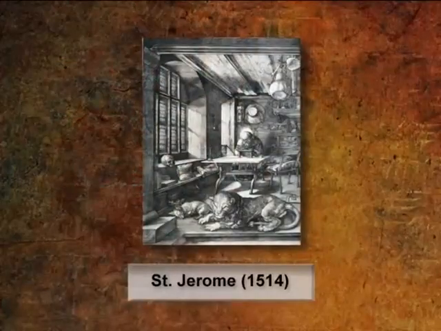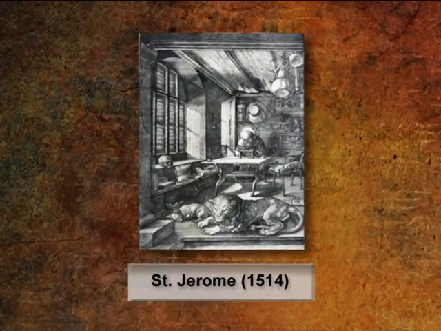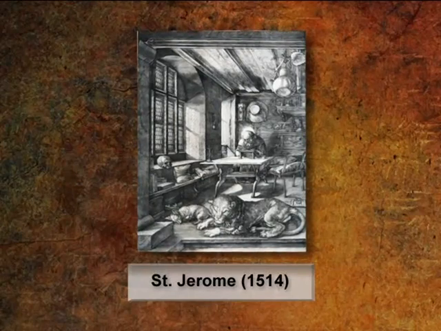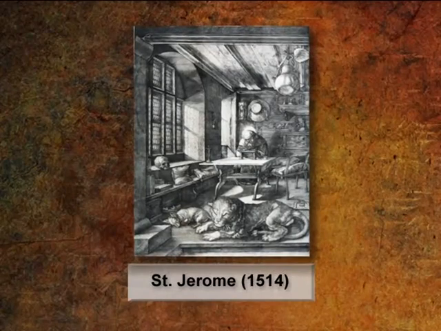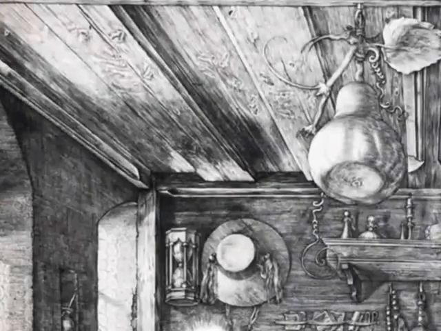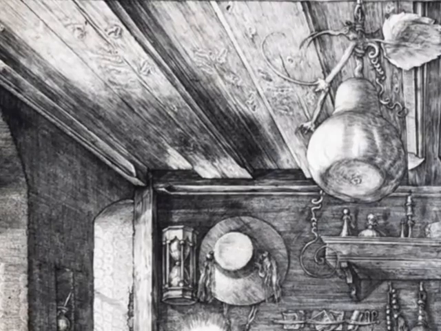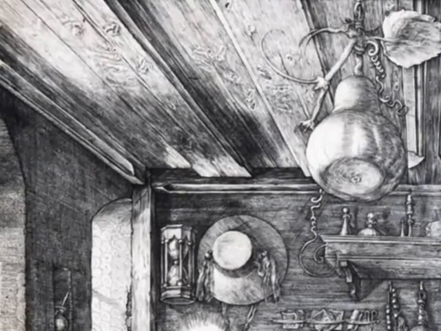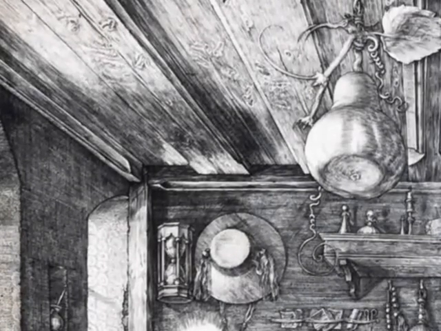Dürer's St. Jerome, that was created in 1514, is an excellent example of the use of perspective. There are very clear lines of perspective. And one of the interesting things that comes through this perspective is that you see how shapes change. If you look at the pot that is hanging from the ceiling, the bottom of that pot certainly is a circle, but looking at it from the side, looking at it in perspective, it no longer looks like a circle, it looks like an ellipse.